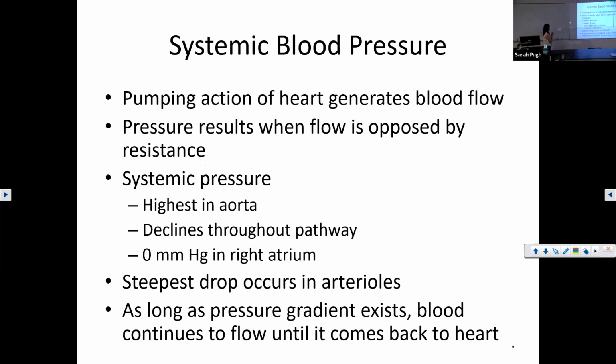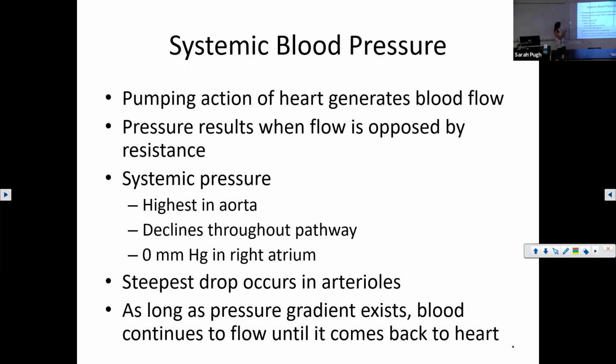I'm going to walk you through a little bit on blood pressure. Now, we talked about blood pressure in lab. We all took a blood pressure. So we're going to spend a couple of minutes walking through blood pressure, what it means, what the different numbers relate to.